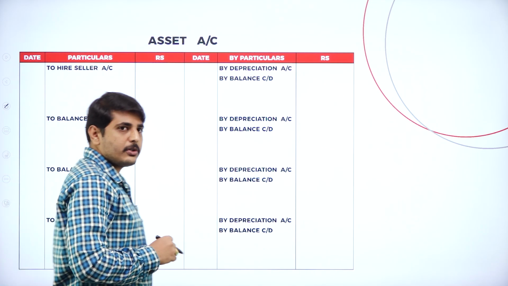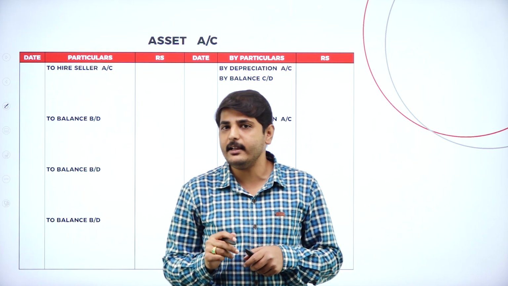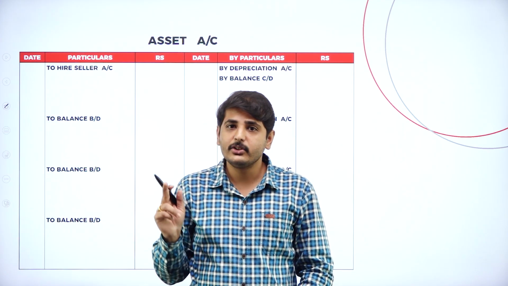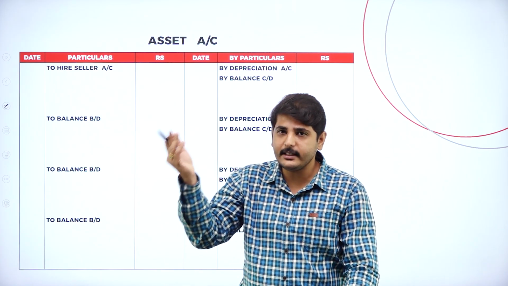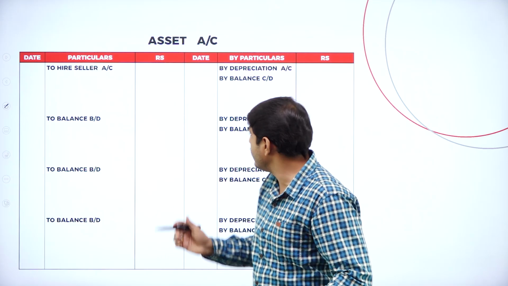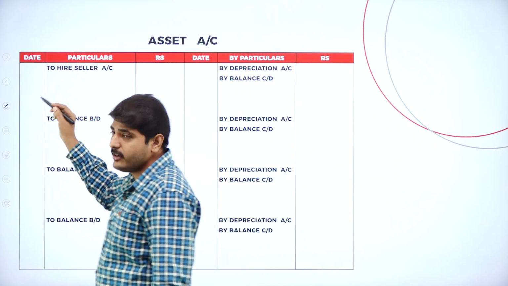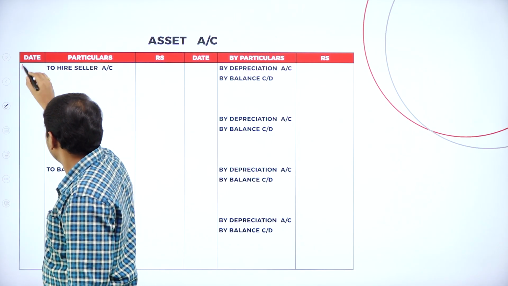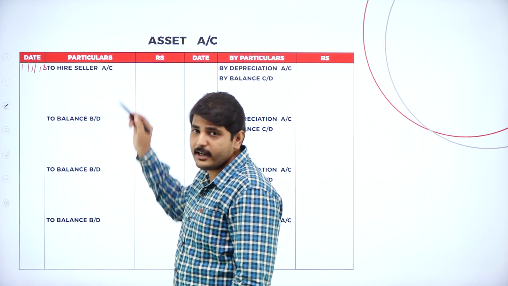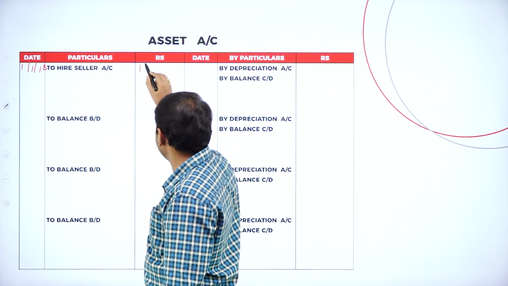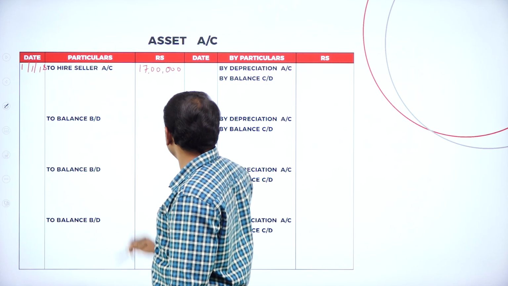Now let's go to asset account. What is the journal entry? Where will the asset appear in the journal entry? For the asset, first journal entry: by asset account to hire seller account. What is the date? The date of purchase, 1/1/2018. What is the total value of the asset? 17 lakh is the total value of the asset.